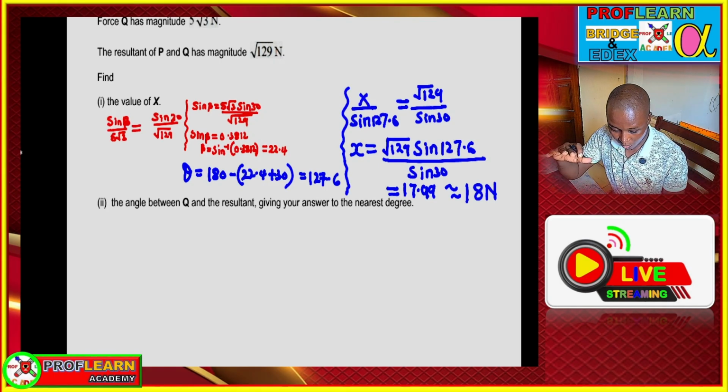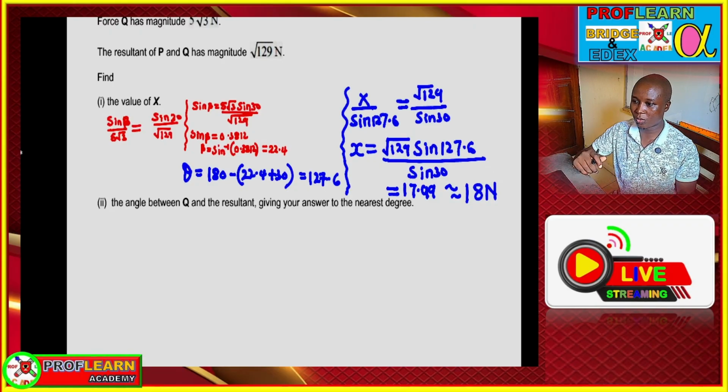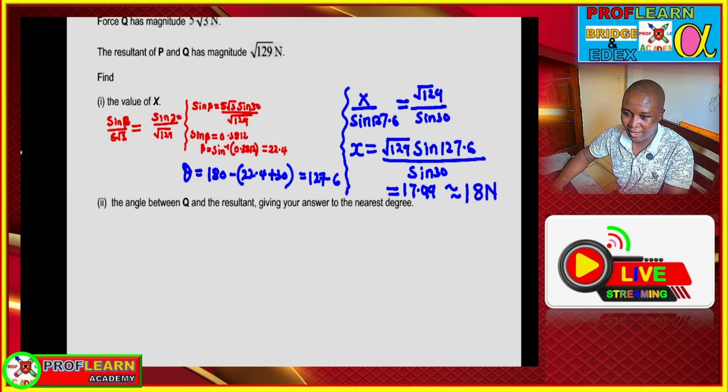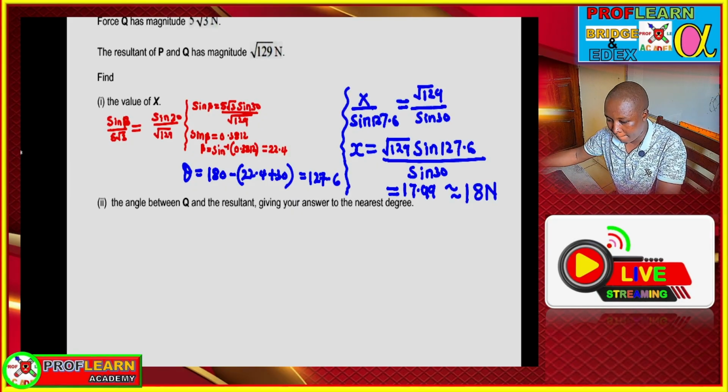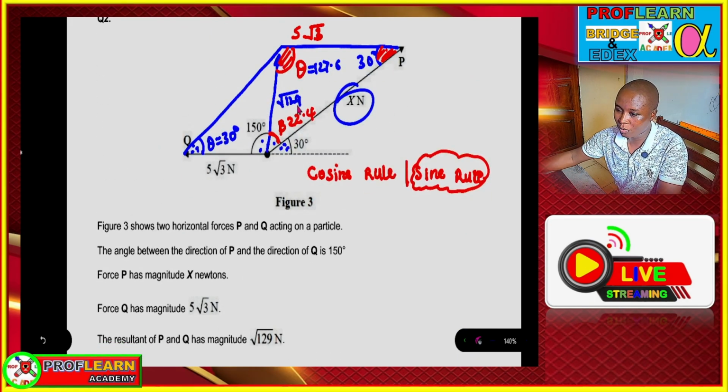So when you are doing mechanics, remember you are going to use the cosine rule and the sine rule. You will find questions to do with that. Now, what's the angle between Q and the resultant force? How do we go about it? We can go back to the diagram. Q is this side.